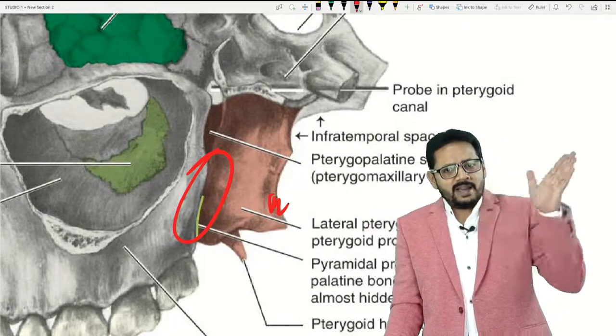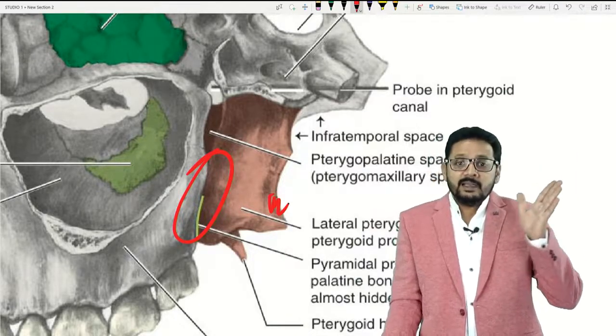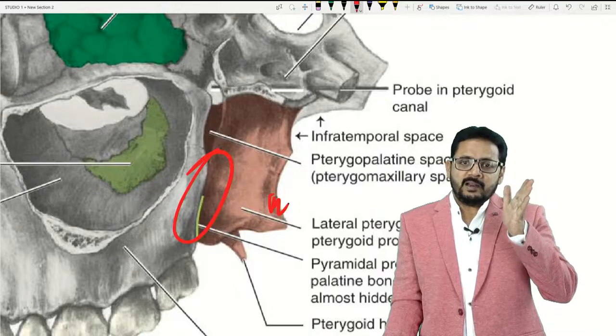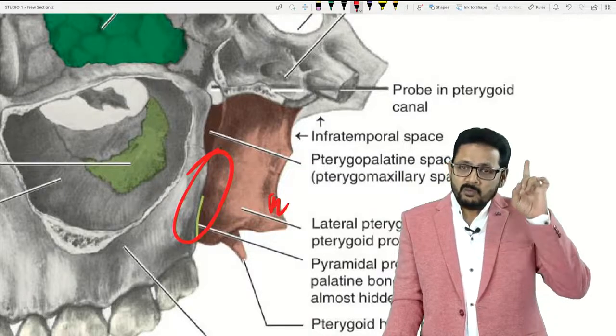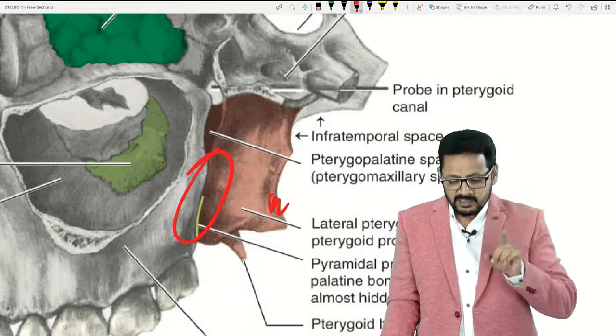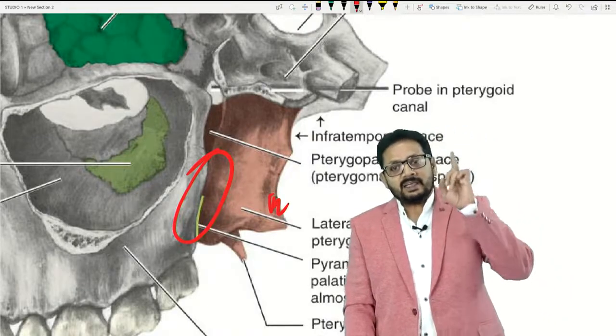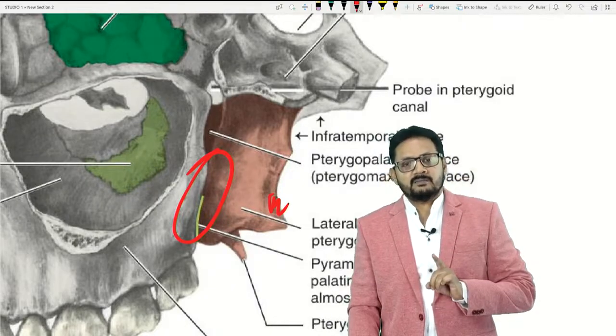If you go too lateral, what will happen? It might touch the lateral pterygoid plate. Not only that, one more important structure, which I am going to discuss in the later slides: you will actually touch the pterygoid venous plexus.